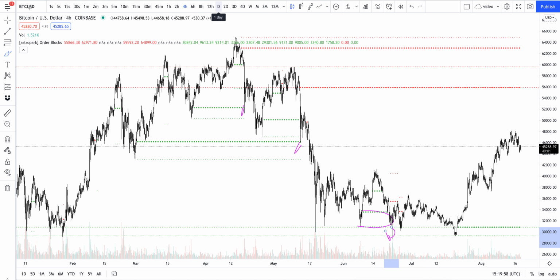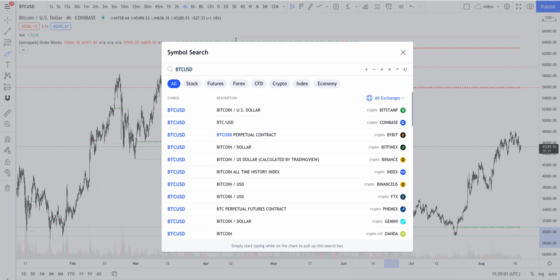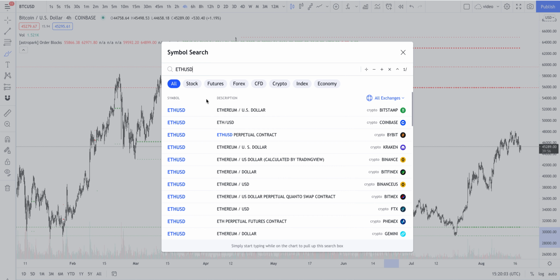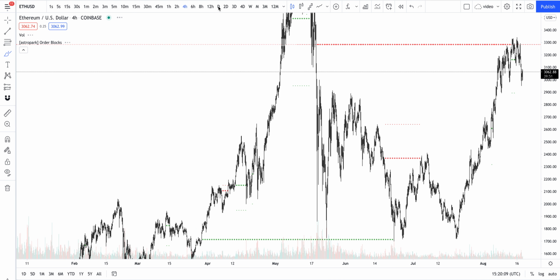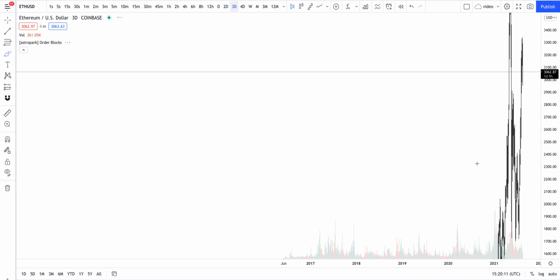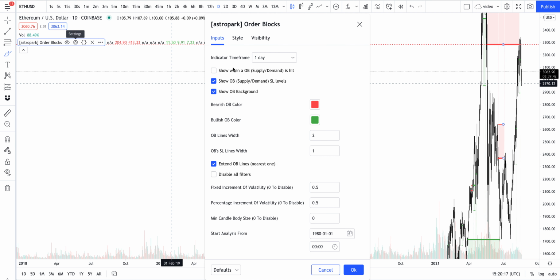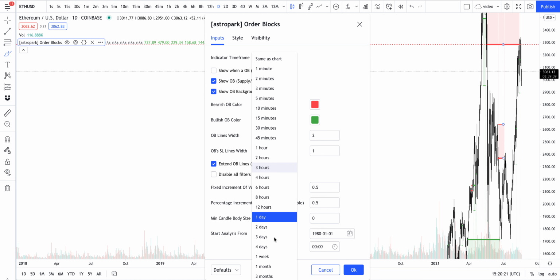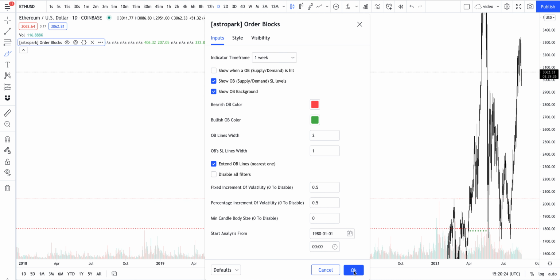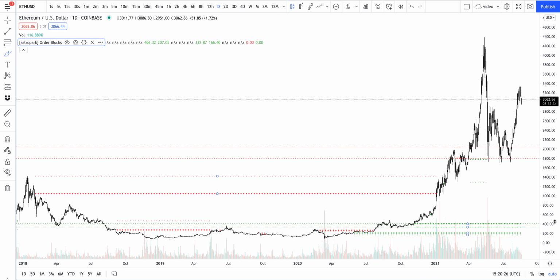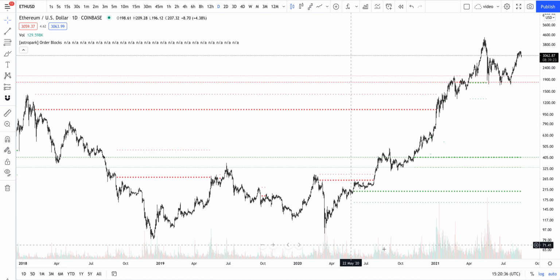Let's move to another asset, for example, Ethereum on Coinbase. Let's move to daily, and let's enable the indicator, for example, on 1 week. Okay, so let's move to logarithmic scale to understand better.